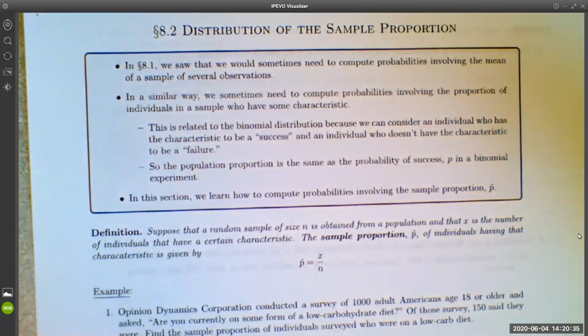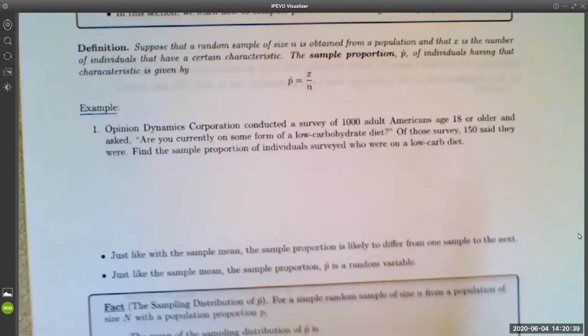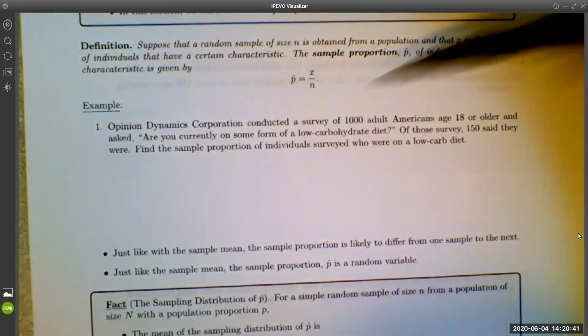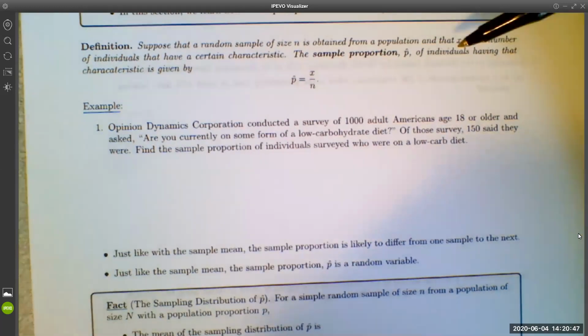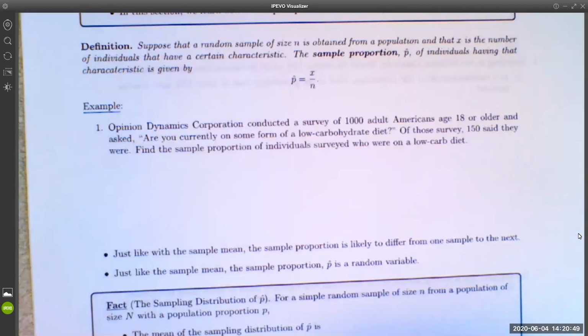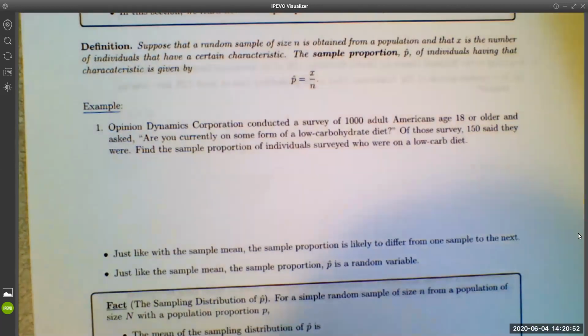First of all, let's just do an example showing us how to calculate just p hat itself. It's not a difficult thing, but I just want to make sure we're all on the same page. So this first one says, Opinion Dynamics Corporation conducted a survey of 1,000 adult Americans aged 18 or older and asked, are you currently on some form of low carbohydrate diet? Of those surveyed, 150 said they were. Find the sample proportion of individuals surveyed who were on a low-carb diet.